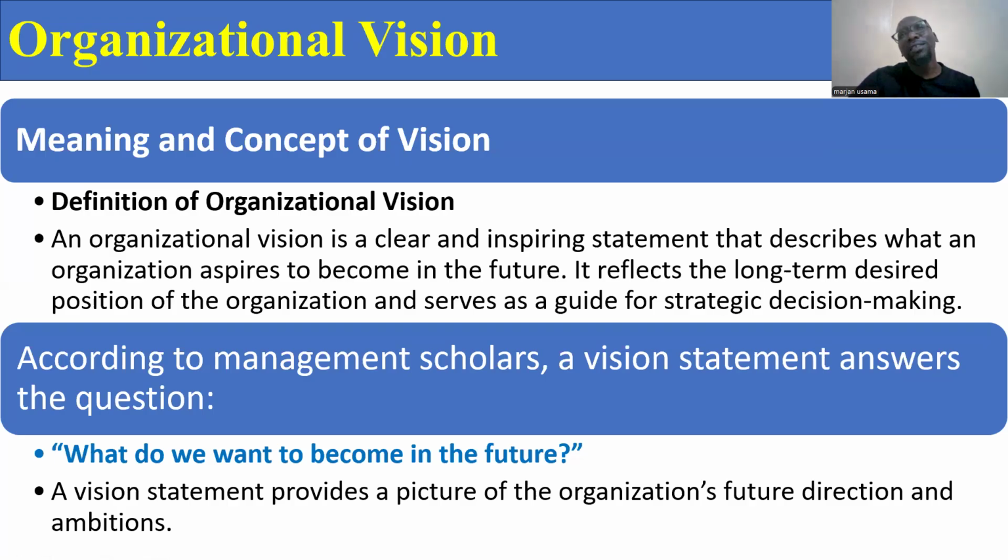What we wish to achieve in the distant future of the organization, and serves as a guide. This is our qibla. It is our map for strategic decision making. So when you are making any decision, we refer to our vision. Al-marja here ru'ya. So any decision we are making, it needs to be aligned to our vision. So according to management scholars, a vision statement answers the question, what do we want to become in the future? Okay, what do we want to become? What do we want to be in the future? So a vision provides a picture of the organization's future direction and ambition, a tumuh.